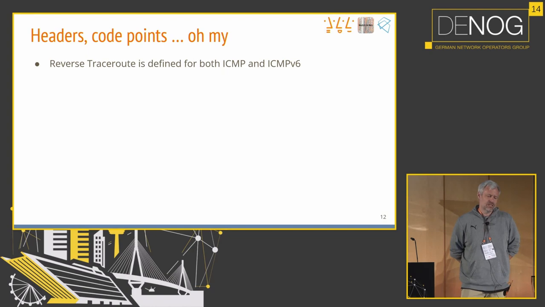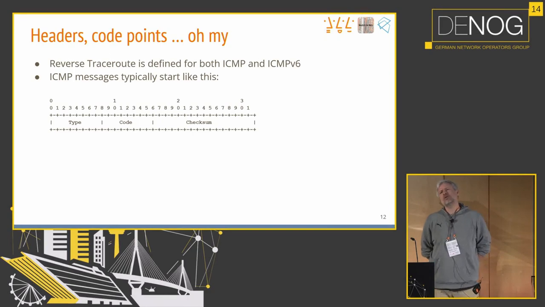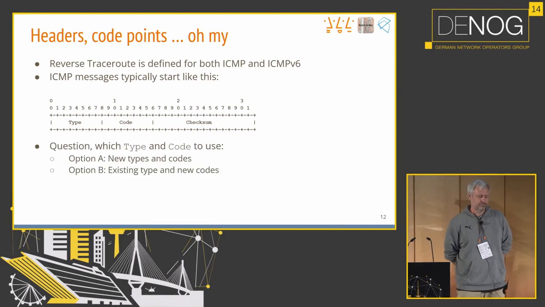So we designed it for ICMP v4 and v6 because it's 2022. And most ICMP messages start like this. They have a type and a code. And the type and the code tells you what kind of message that is. For example, a ping request, an echo request would have 80 here, and the response would have 00.